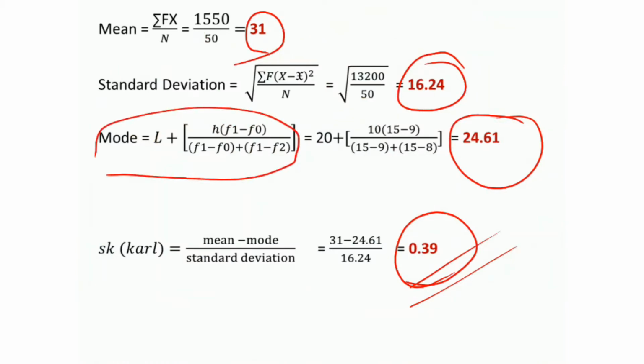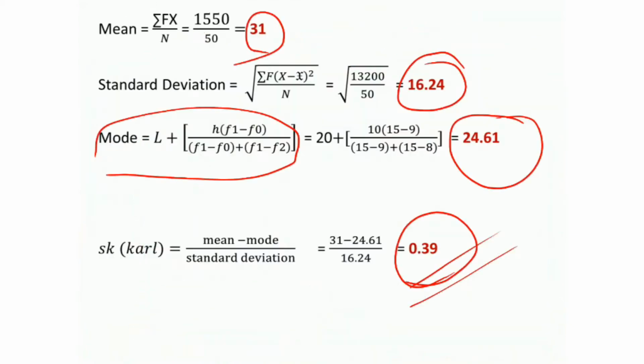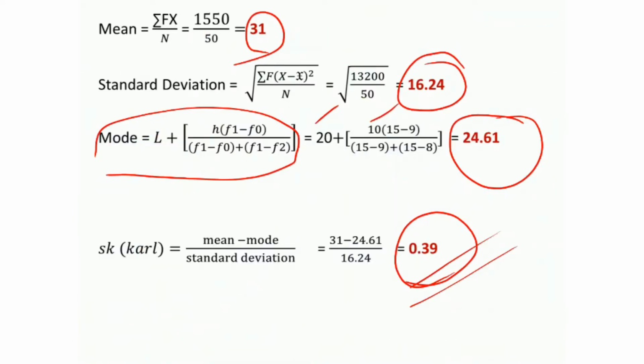To find the mode, the first step is to look at the frequency column and check which value is highest. Here, 15 is the highest value, so that is your modal class. After finding the modal class, the preceding frequency is f0, the modal class frequency is f1, and f2 is 8, and L is 20. H is the width, the difference between 20 and 30, which is 10. The f1, f0, f2 values have already been addressed. Apply those values and you will get the mode.